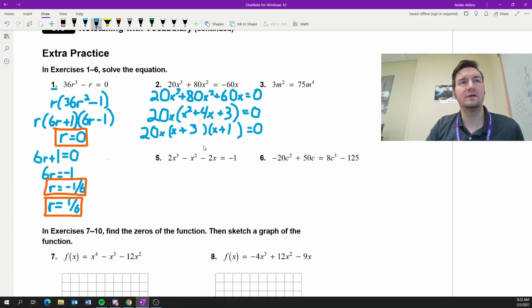So we can set each one of these factors equal to 0 individually to get our solutions. So if we set 20x equal to 0, let's change colors here. If we set 20x equal to 0 and divide by 20, we see that x just equals 0. So that's one of our solutions. Let's do the same thing with our other two terms. x plus 3 equals 0. Let's change colors again.